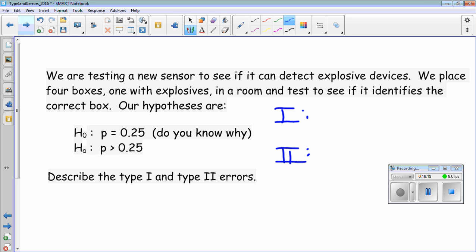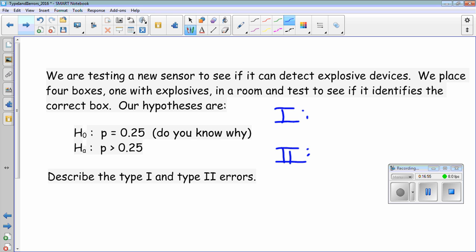Okay? Why is the null hypothesis 0.25? 1 out of 4, right? 1 out of 4 of the boxes has it. So that's going to be just for guessing you get that probability. Okay? We're hoping that our device works and correctly identifies it with a bigger probability than you would have by chance, right? By chance, 1 out of 4 of the times you're going to get it right. So we want our probability to be greater. Does that make sense, alternatively, for the hypothesis? What's a type 1 error?